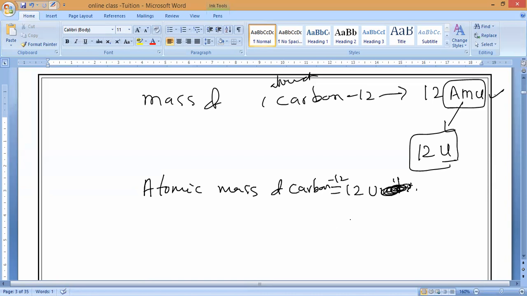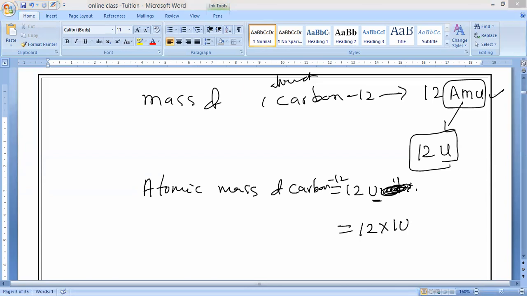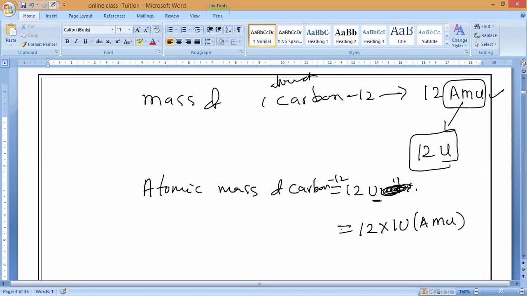Is it yes or no? Yes, sir. Now what is the mass of 1 unit? Can I write this as 1U? Yes, sir. So 1 unit means atomic mass unit. So 1 unit equals how much, guys? Can anybody say? 1 unit equals what from this?